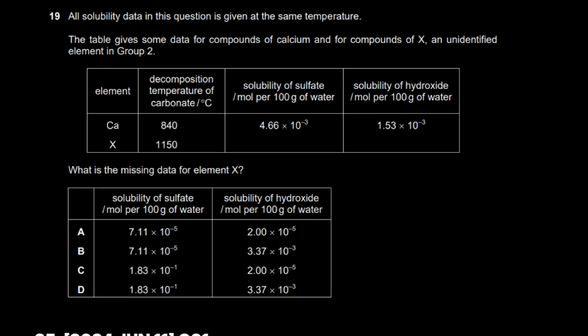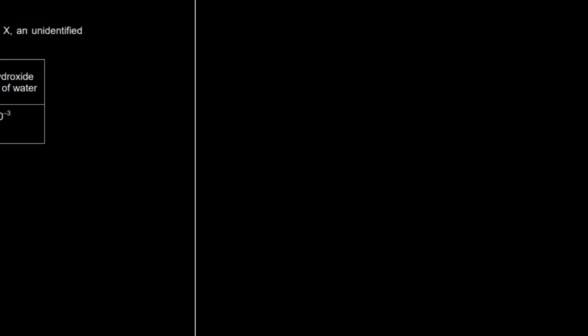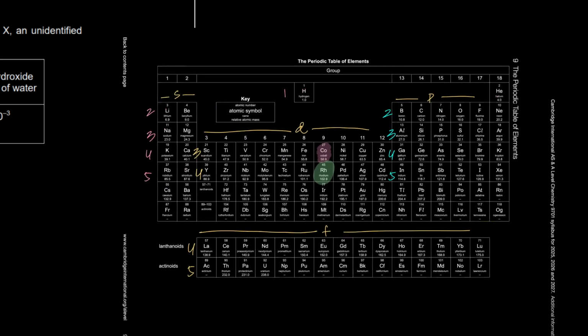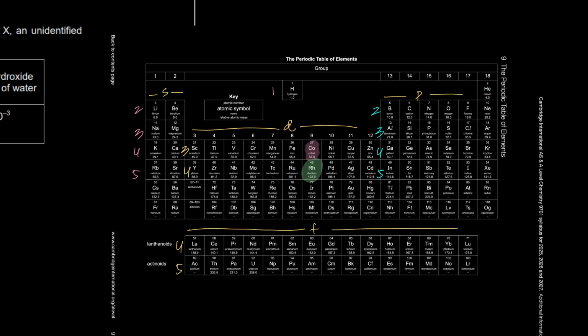24. All solubility data in this question is given at the same temperature. The table gives some data for compounds of calcium and for compounds of X, an unidentified element of group 2. So X is in group 2. Okay. Again, the periodic table should be by your side. X is in group 2, so I've identified that X must be somewhere here, right?